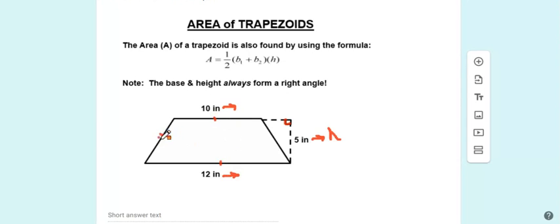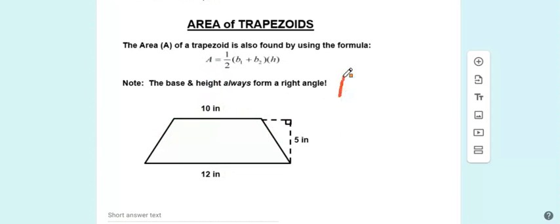As you can tell, this side is not parallel to this side. If we were to continue this line segment this way and this line segment this way, as you can see, they would intersect. They would cross. And so they are not parallel.